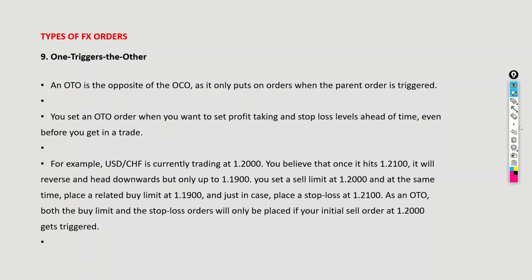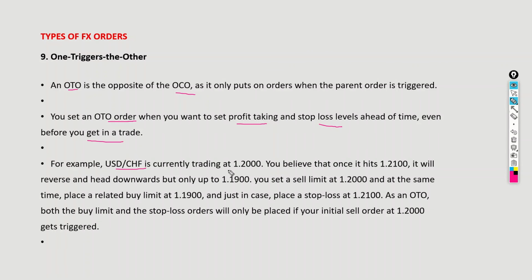So we have one triggers another. This is the opposite of the previous one. The OTO is the opposite of the OCO, and it only puts on orders when the parent order is triggered. You set an OTO order when you want to set profit taking and stop loss levels ahead of time, even before you get in a trade.